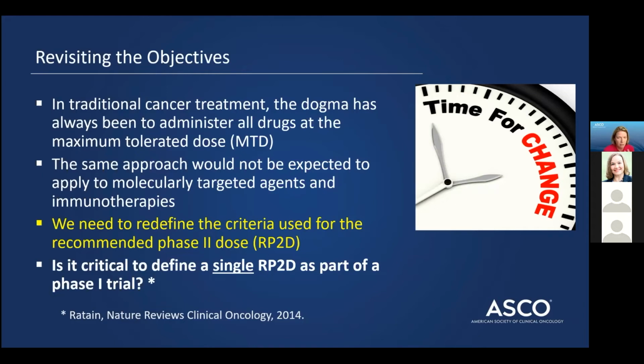Mark Ratain years ago wrote a really nice commentary about this, really kind of saying, why is it in cancer that we feel the need to define a single recommended phase 2 dose as part of a phase 1 trial, really arguing for the idea that we could come up with a range of doses, and the next step should really be dose ranging studies, where we then focus in on dose finding based on efficacy after we have identified a reasonable subset to investigate.